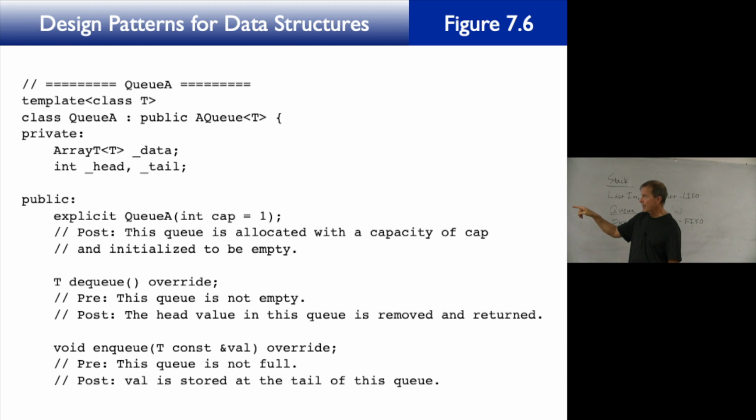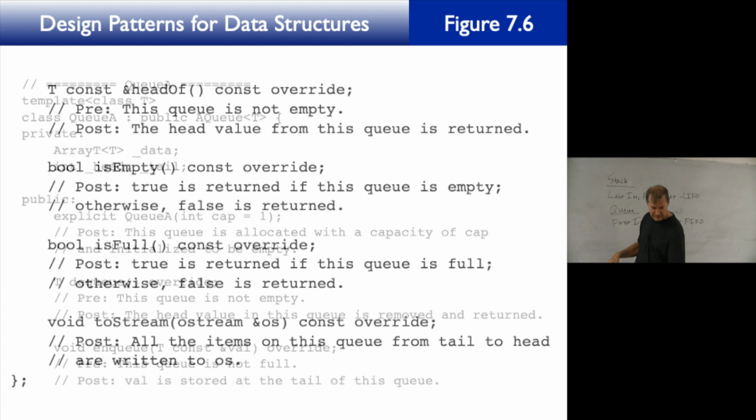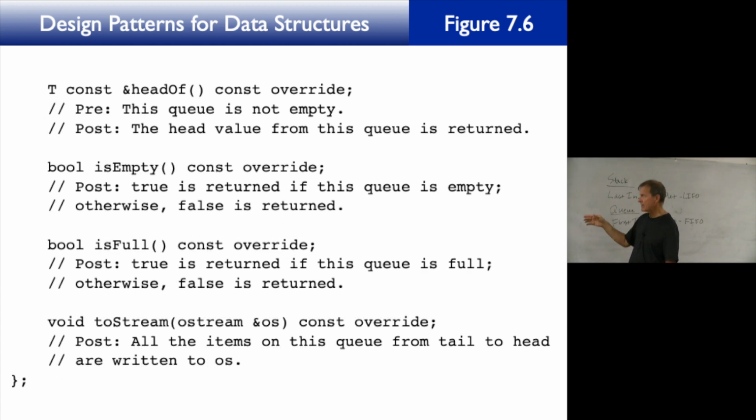So there's QA. There's the constructor, DQ, precondition, the Q is not empty, postcondition, the head value is removed and returned, so that's DQ, and NQ, this Q is not full for the precondition, value is stored at the tail of this Q is the postcondition for NQ, and then we have head of, and then is empty and is full, same as before, and toStream, same as before, right?